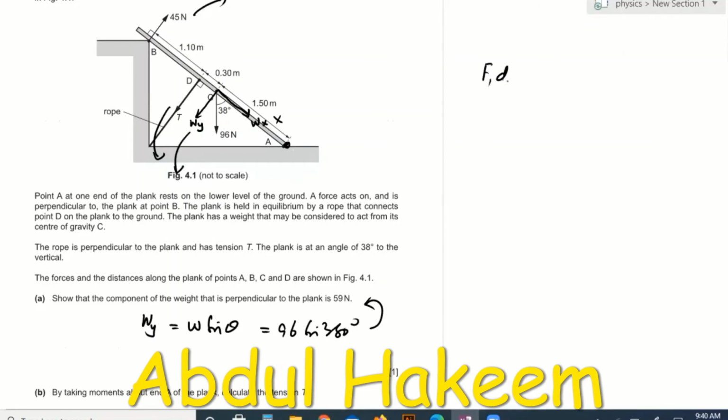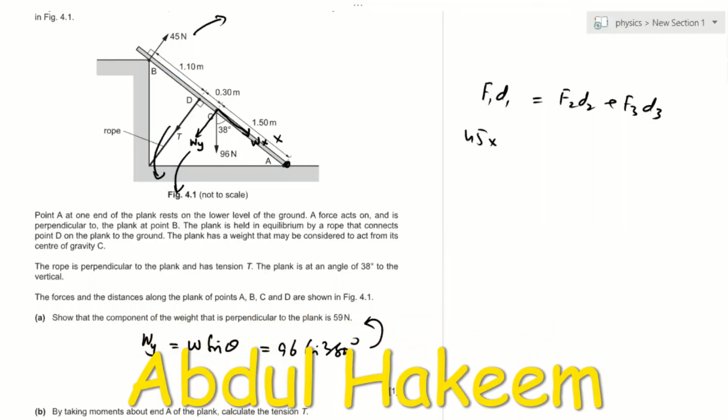So we can write F1 D1 is equal to F2 D2 plus F3 D3. So look, this is 45 and its total distance will be 1.5, 0.3, and then this is 1.8. Okay, so F1 D1 is equal to F2 D2 plus F3 D3. So F1 is 45, it's clockwise, and its distance from the pivot is 1.1 plus 0.3 plus 1.5. So its total becomes 2.9.